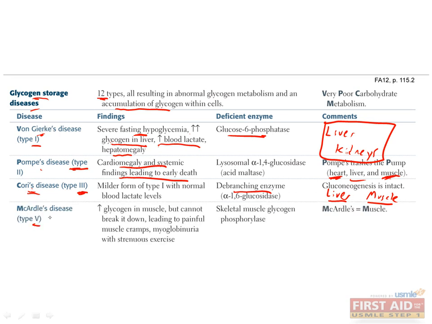Lastly, type 5 glycogen storage disease, or McArdle's disease, is caused by a deficiency of skeletal muscle glycogen phosphorylase. Consequently, this only really affects skeletal muscle and not cardiac muscle. You'll see increased glycogen in muscle with an inability to break it down. Since muscles can't get enough glucose from breaking down glycogen, this can cause muscle cramps, myoglobinuria, and muscle weakness with strenuous exercise.